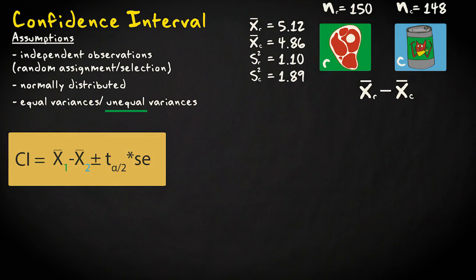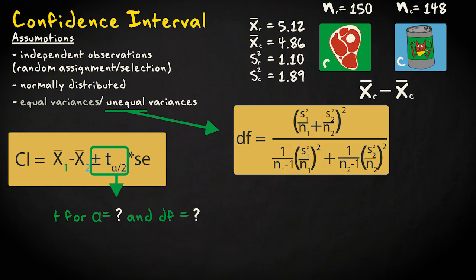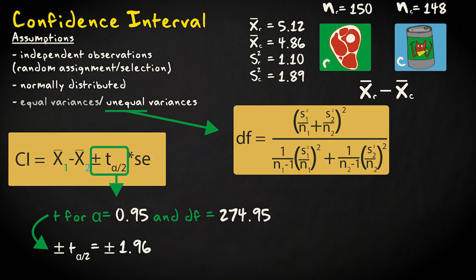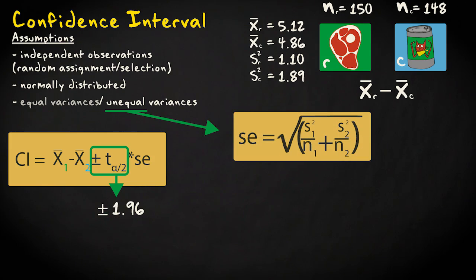We calculate the confidence interval using this formula: the difference in sample means plus and minus t times the standard error. Plus and minus t equals the t-values associated with the required confidence level and the degrees of freedom that we just calculated. With 274.95 degrees of freedom and a confidence level of 95%, the values are minus and plus 1.96. The standard error is calculated the same way as before. Also remember that we need to meet the same assumptions required for a two-sided t-test.